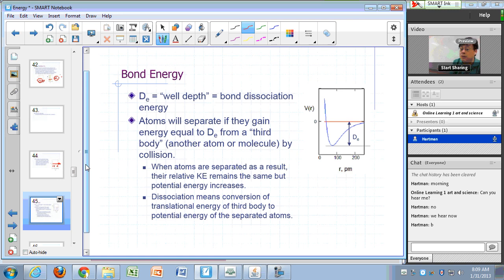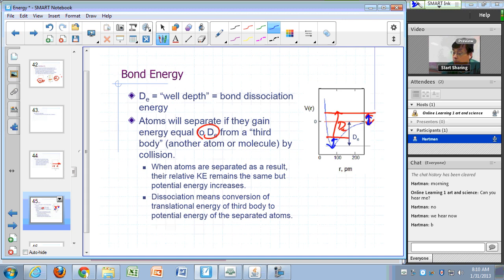It's usually represented by the letter D sub E. So atoms will separate if they gain an energy equal to D sub E from a third body. When atoms are separated as a result, and their relative kinetic energy remains the same, then their potential energy will increase. So let's say you have this much energy to begin with, and they gain an energy equal to D sub E. When they're separated, the kinetic energy remains the same.